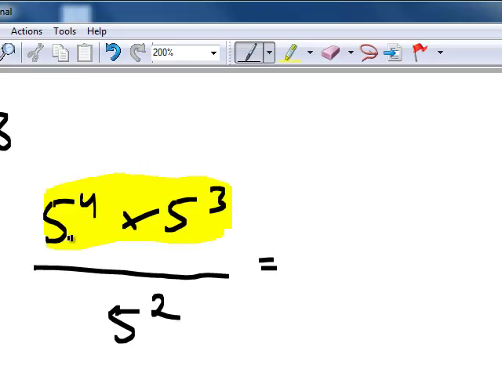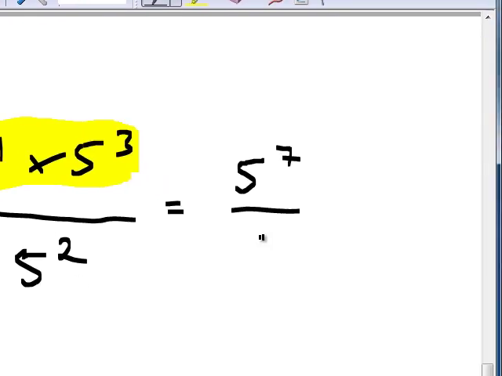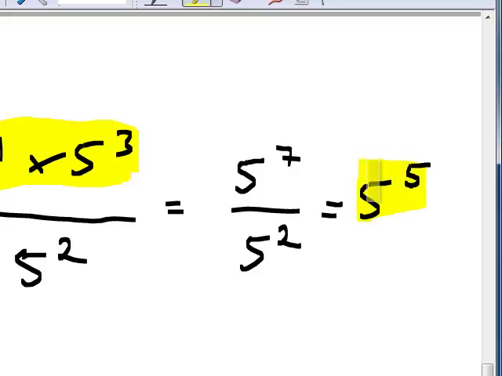Remember that if we have indices multiplied, we just add these numbers. So up here it's 5 index 7, and this one remains. It's the same, 5 index 2. And now it's easier because we know that we take this little number minus this little number. 7 minus 2 is 5. So here we have the answer in index form.